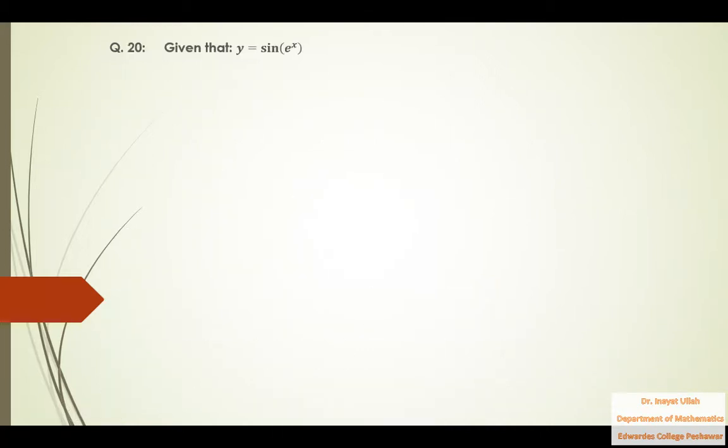In this slide, question number 20 is here. y is given to be sine of e power x. Whenever you differentiate this function with respect to x, first of all we apply the formula for the derivative of sine u. The derivative of sine u is cos u into the further derivative of this u, which is e power x, and we know that the derivative of e power x is the same e power x. Writing this e power x in front of cos is the derivative of this function sine of e power x.